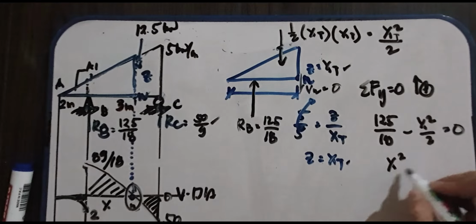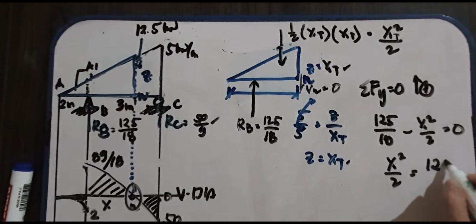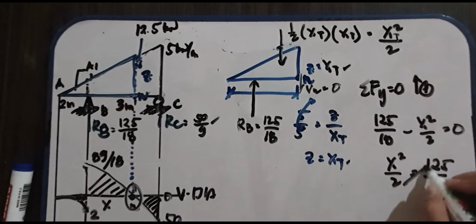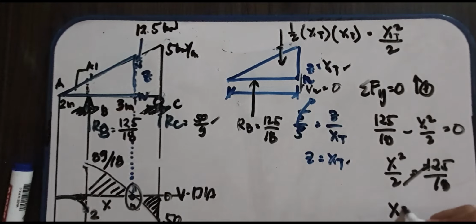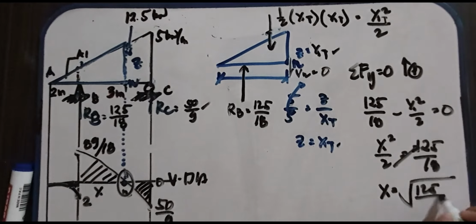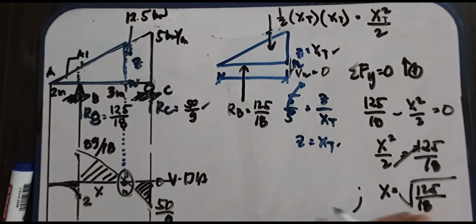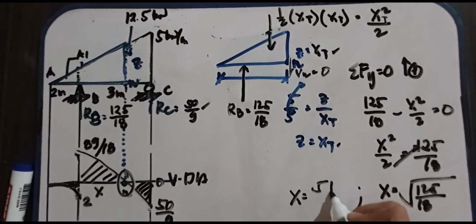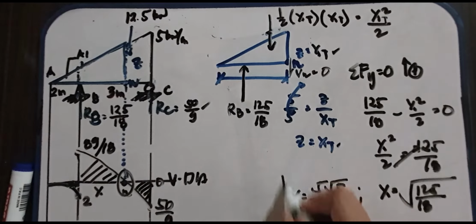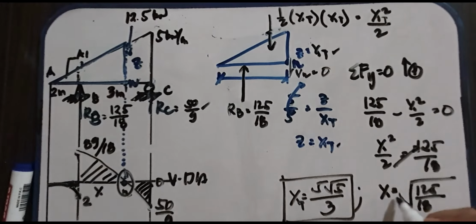So, we have X squared all over 2 is equal to 125 all over 18. So, ito multiplied lang natin dyan. Cross multiply. So, we have 125 all over 18. So, we have X is equal to 5 square root of 5 all over 3. So, that is your X total natin. Okay, yan yung gagamitin natin as your X total.